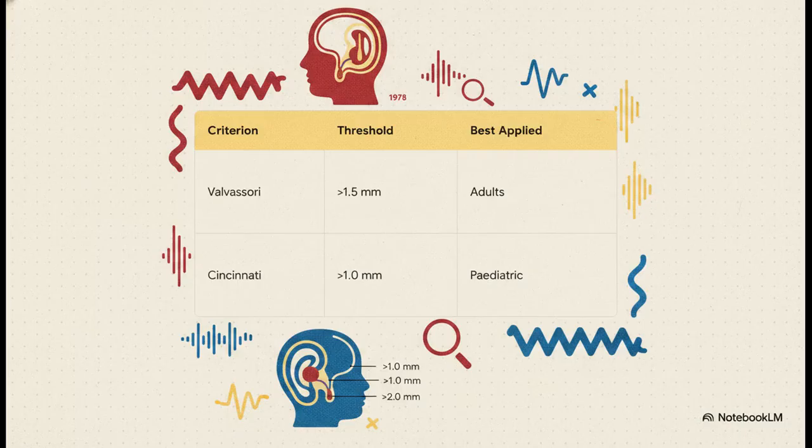Now, what's really fascinating here is the contrast between our historical standards and modern best practices. On the top row, you'll see the original Valvasori criterion from 1978. That defines EVA as a midpoint diameter greater than 1.5 millimeters. And that's still useful for adults in historical research. But look right below that. We have the modern Cincinnati criteria, which defines enlargement as greater than 1.0 millimeter at the midpoint or greater than 2.0 millimeters at the operculum. The Cincinnati criteria are way more sensitive for the pediatric population. This is our current operative standard.